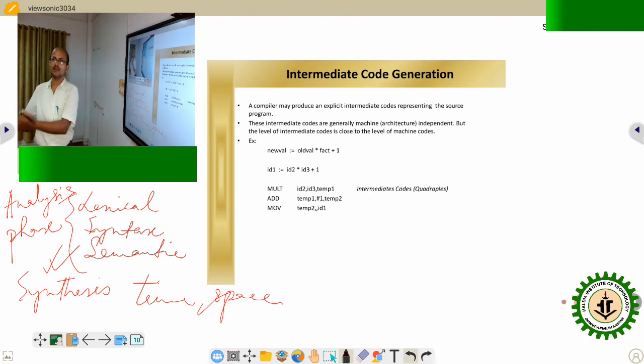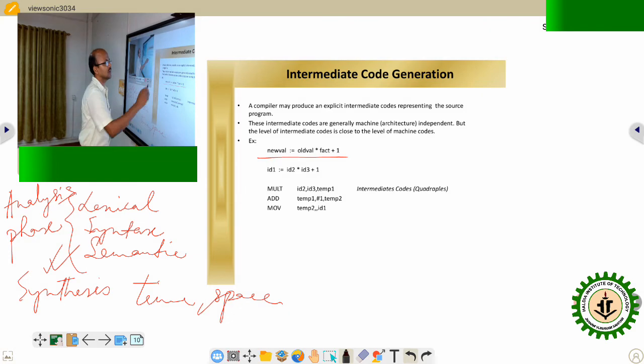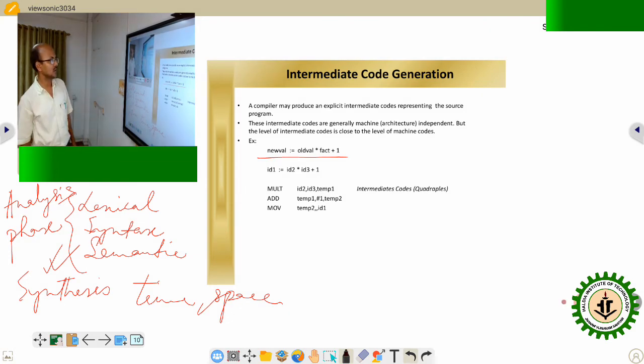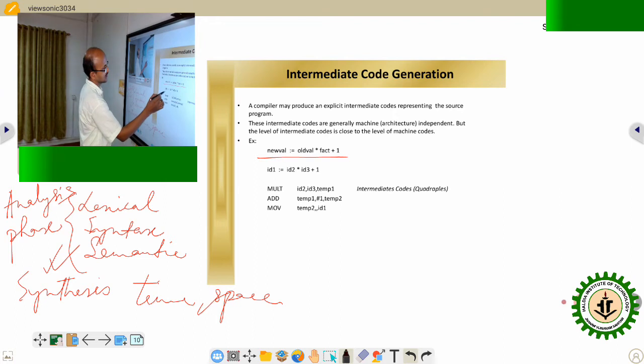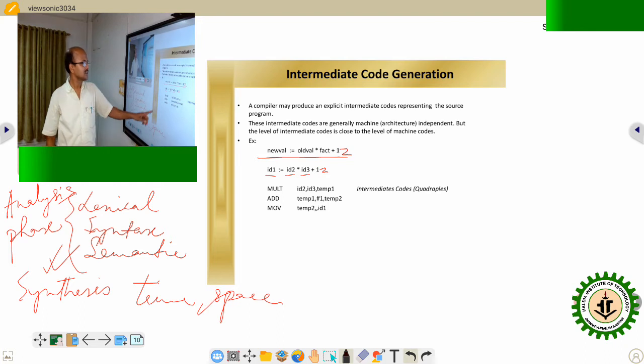So consider this example now: new value is equal to old value into fact plus 1. After the analysis phase we have identified that identifier 1 is assigned the addition of 1 plus the multiplication of identifier 2 and identifier 3. Now the intermediate codes will be, so we are basically multiplying the two operands here, identifier 2 and identifier 3.